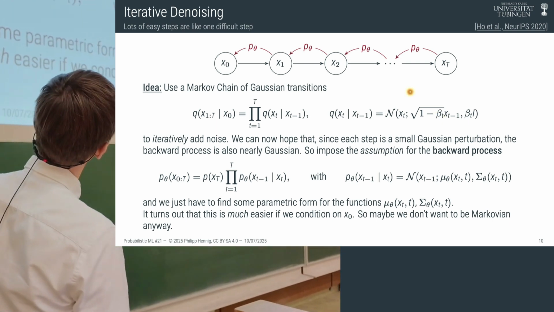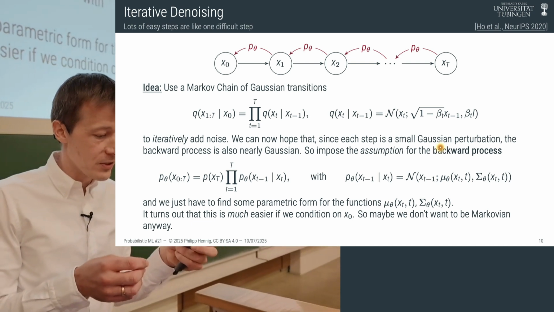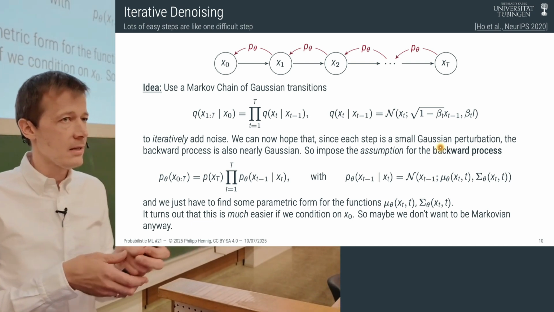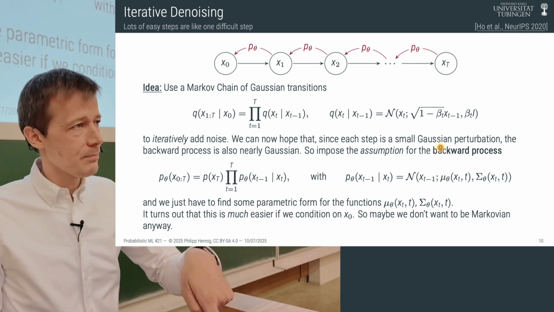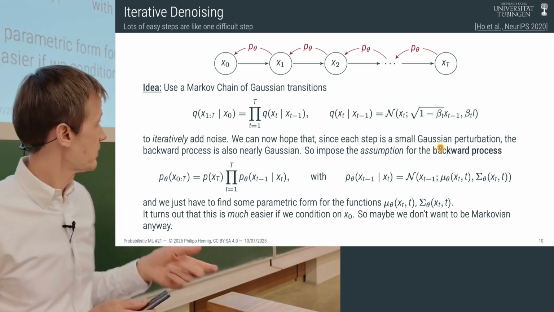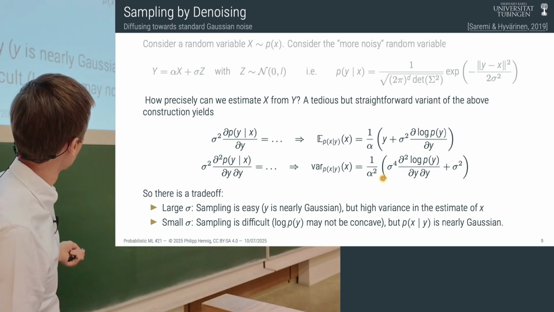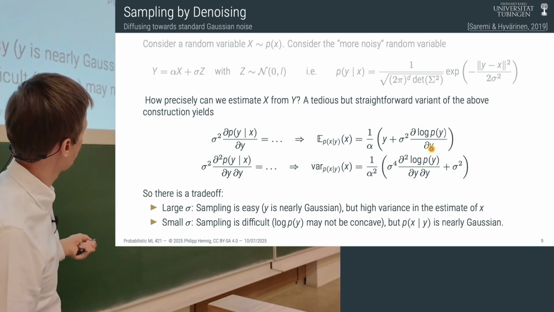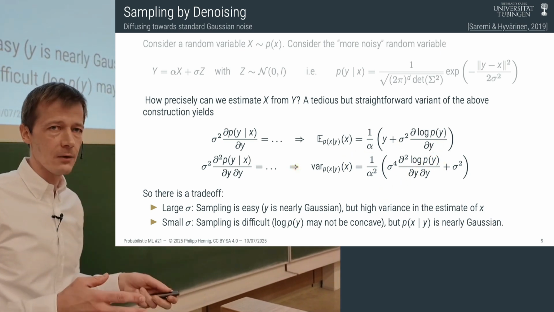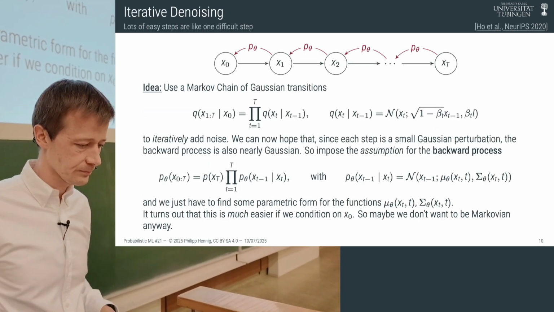If we do that, then every local step is a small Gaussian perturbation. And therefore, the projection step backwards is approximately a Gaussian estimate again, because of the previous slide, right? So if sigma is very small, then this correction is very small. We effectively get something that's almost Gaussian as the backward distribution to estimate the previous x.